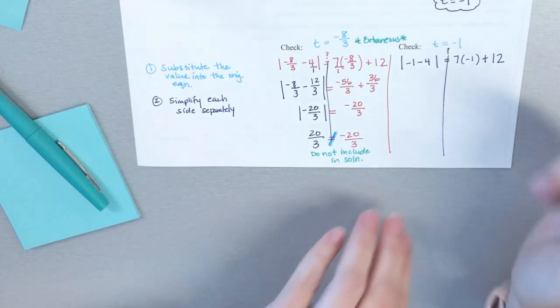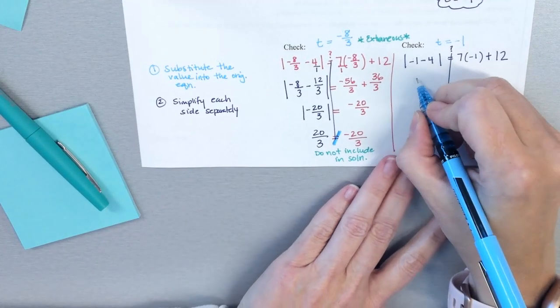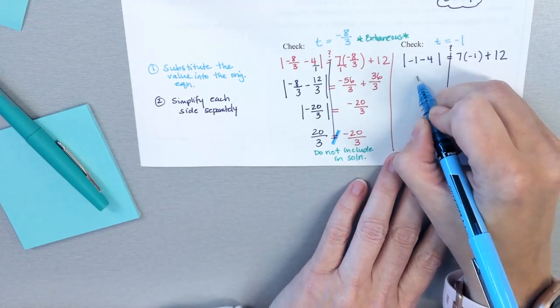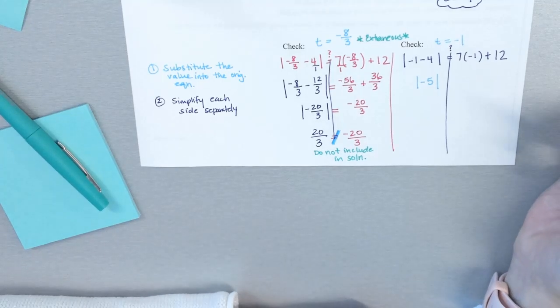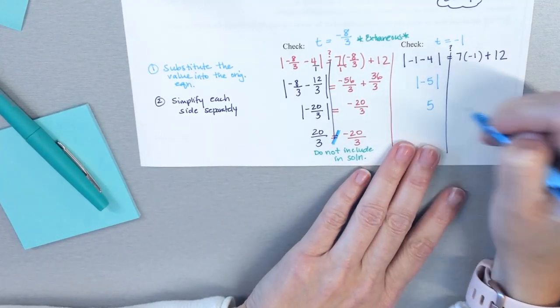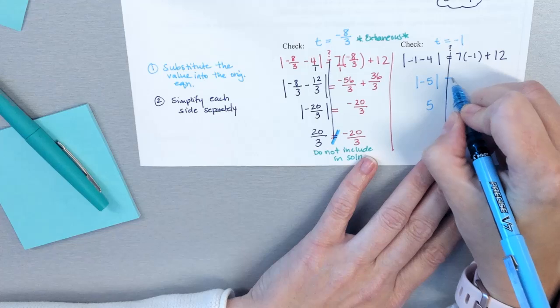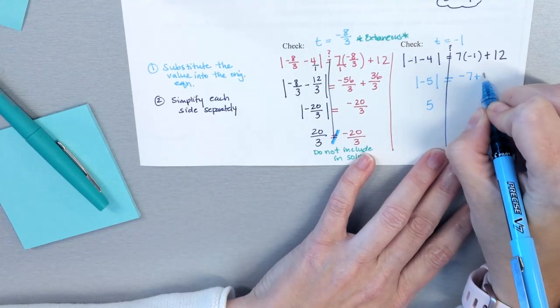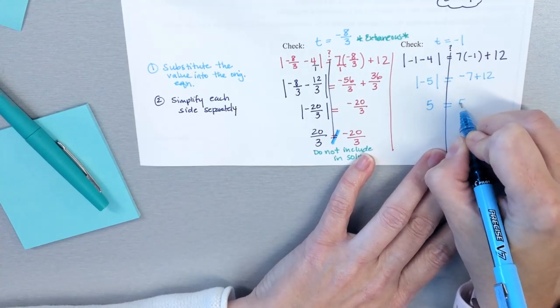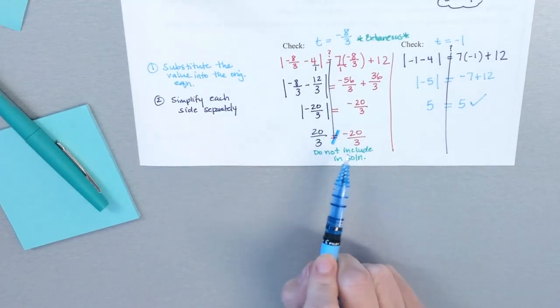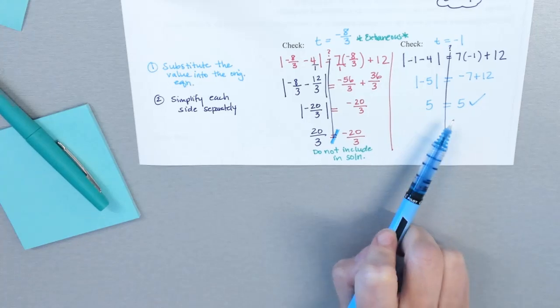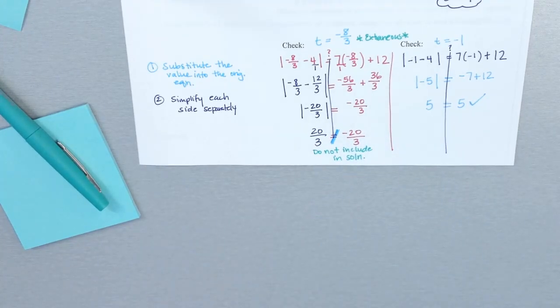We cannot assume that. Okay, so if I subtract, I have the absolute value of -5. And what's the absolute value of -5? 5. Okay, and then on this side, I would have -7 plus 12, which is 5. Okay, so see, they're not always this intense. Okay, so if they do work out, then that is a solution.